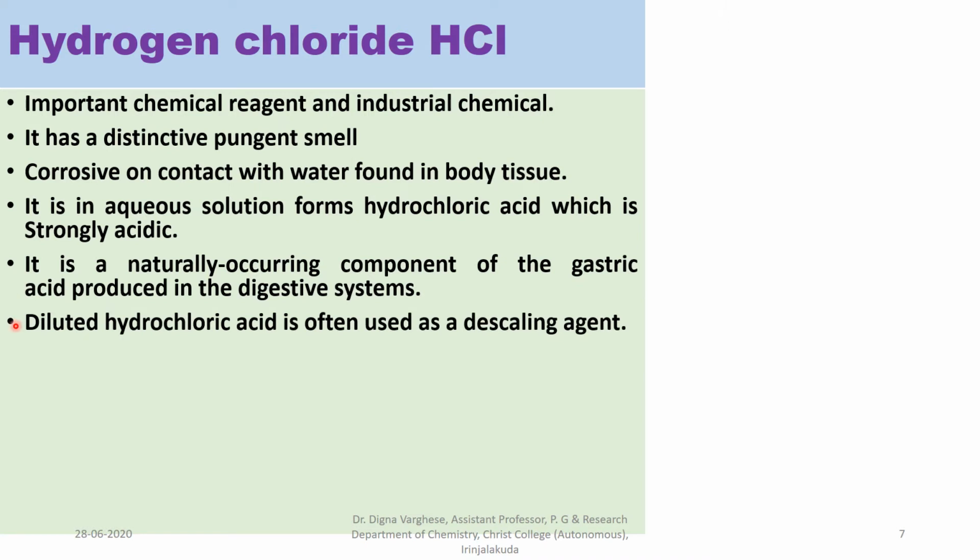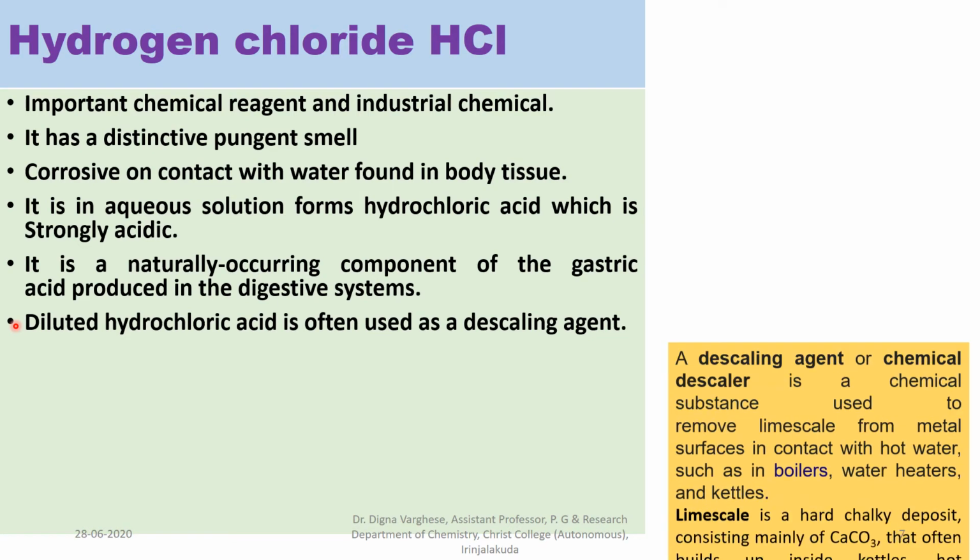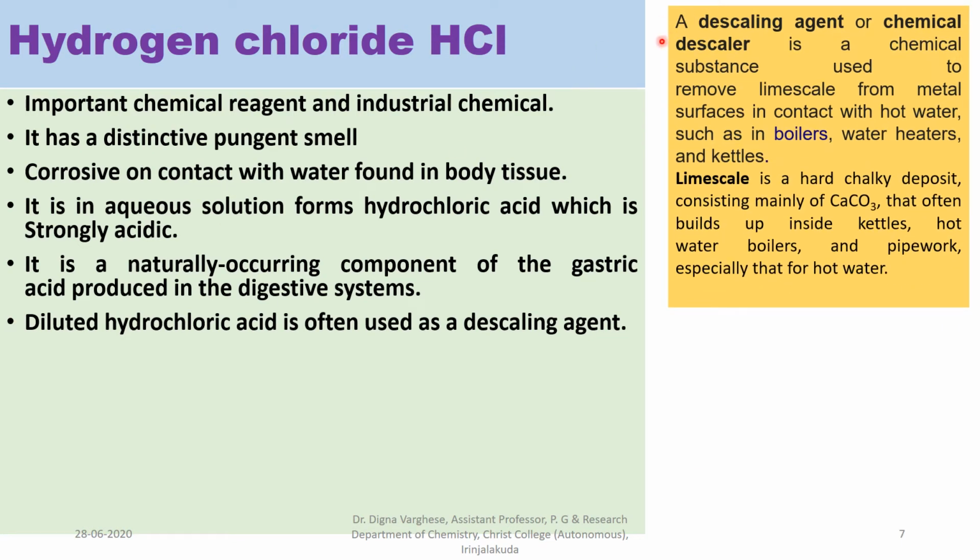When it is diluted with water, it forms dilute hydrochloric acid, which is often used as a descaling agent. What is a descaling agent? A descaling agent, or chemical descaler, is a chemical substance used to remove limescale from metal surfaces in contact with hot water, such as in boilers, water heaters and kettles.